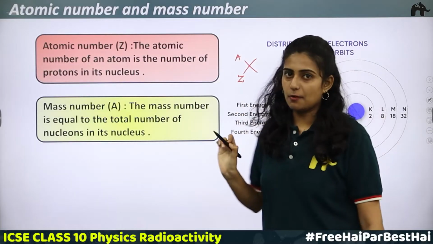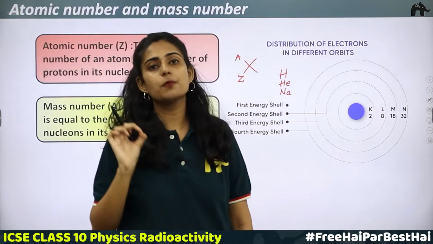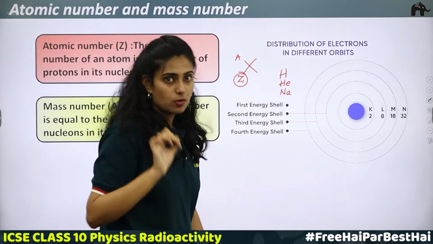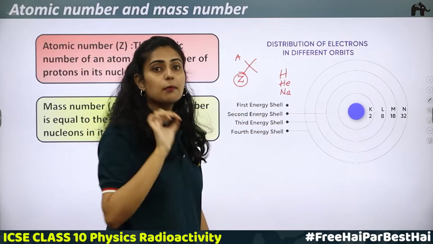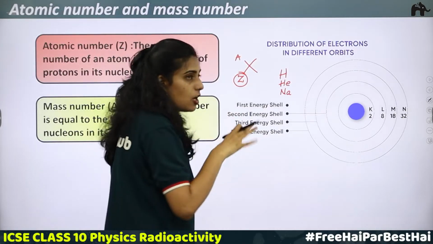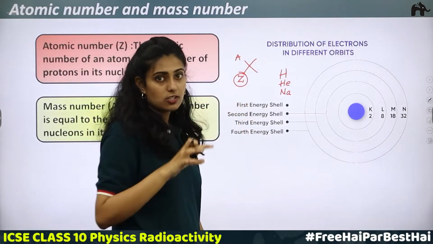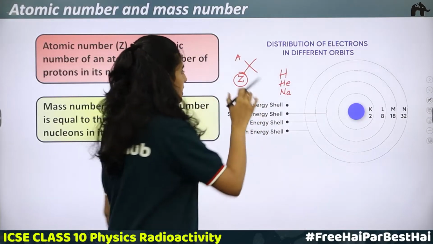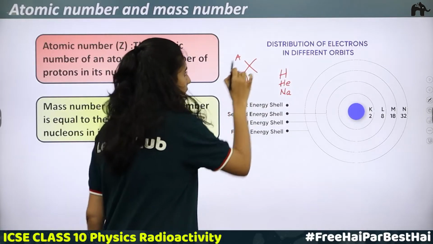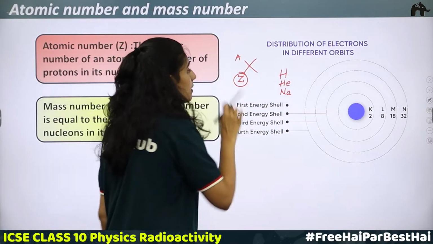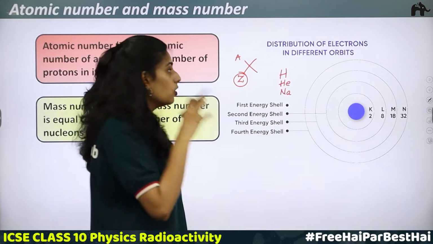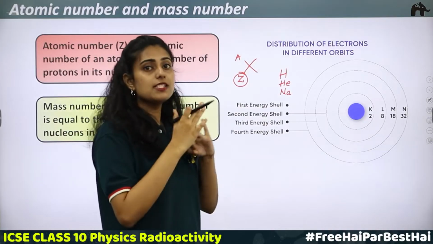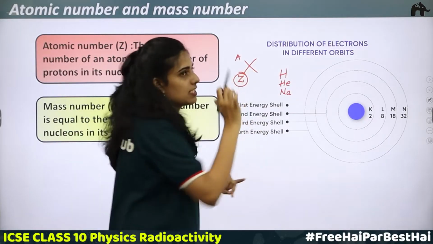To get the atomic number, you have to find the total number of protons in an atom. So the Z value is called the atomic number, and atomic number is the total number of protons in the atom. The total number of protons and the total number of electrons will be the same in the case of a neutral atom. Now to get the mass number, you will have to find the total number of nucleons. What are nucleons? Protons and neutrons together we call nucleons. So number of protons plus number of neutrons will give you the mass number A.